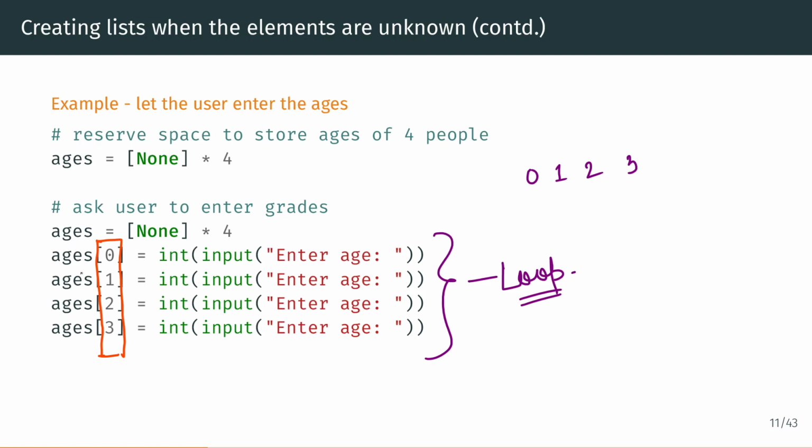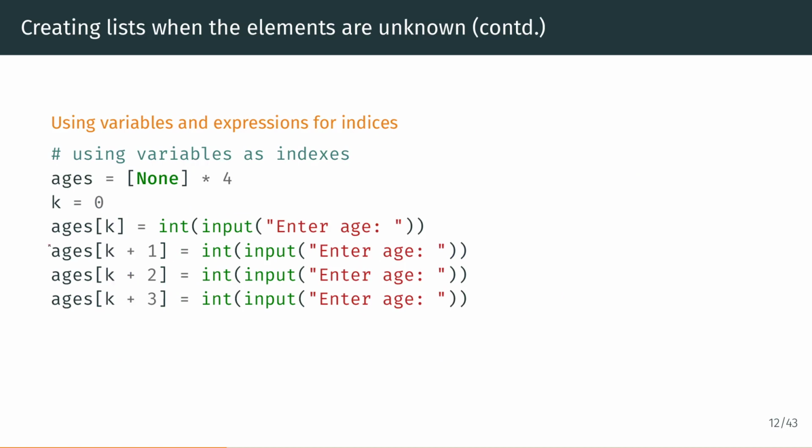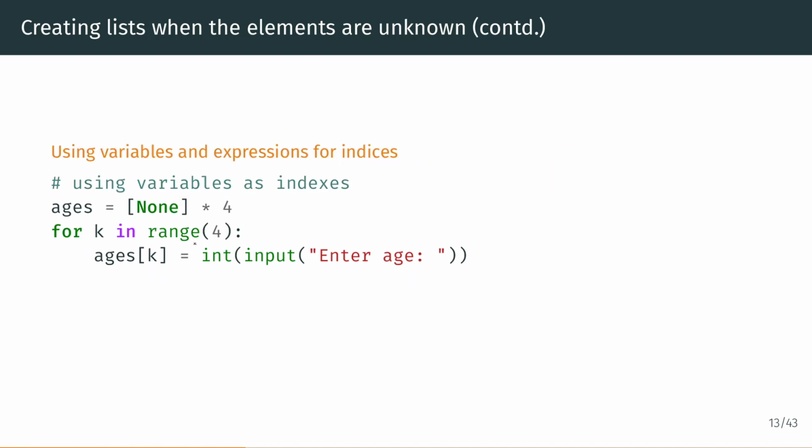So what we did was we used a variable for that index. We use a variable, ages k equals this, and all we do is we vary this k from 0 through 4, not including 4. So 0, 1, 2, 3. And that's what we do for k in range 4, which means 0, 1, 2, 3. Ages k equals int input. So this would be ages 0 equals int input, and ages 1, and ages 2, and ages 3. Simple, right?